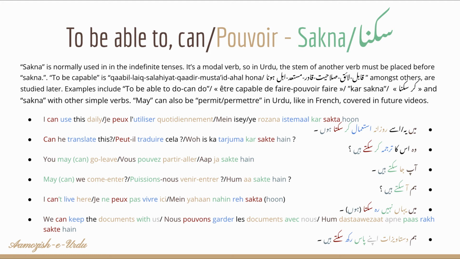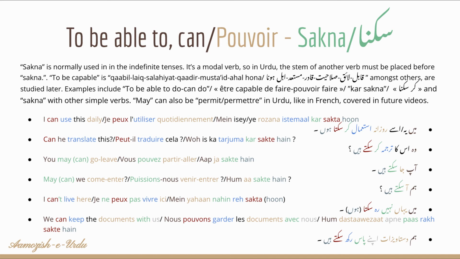For to be capable, there are a lot, but I'll say some of the ones that are most commonly used, like qabil hona or salahiyat hona, to keep capabilities. Salahiyat rakhna means more like they have capability, and amongst others they will be studied later. So examples we will go over include to be able to or can do, which is kar sakna, and also sakna with other simple verbs.